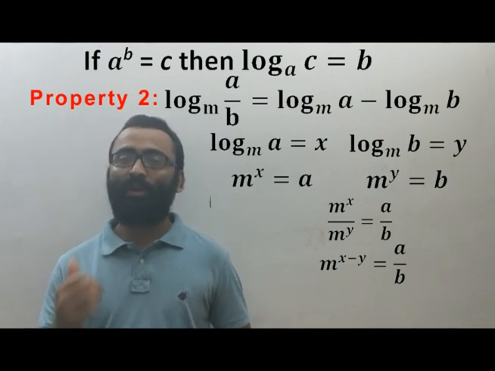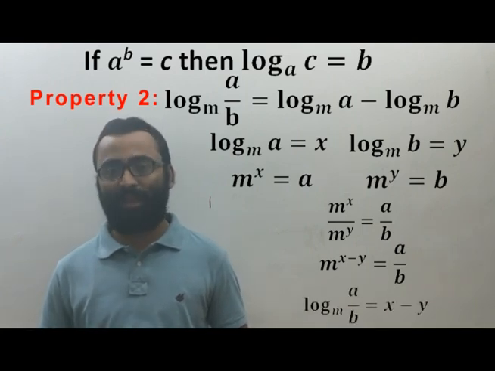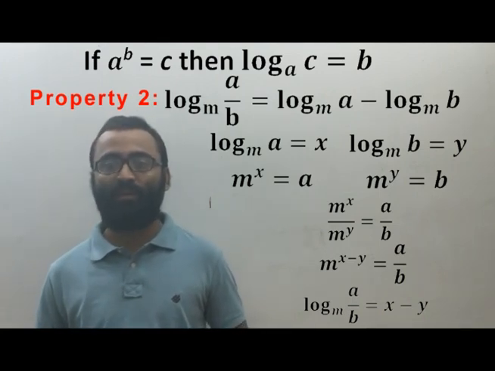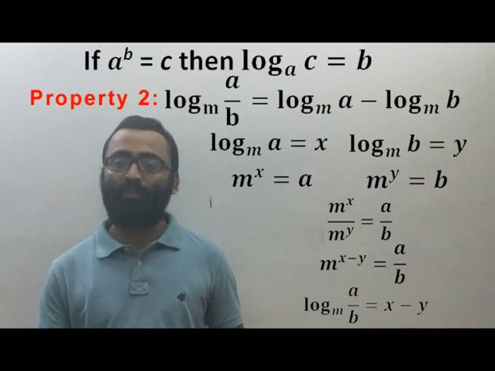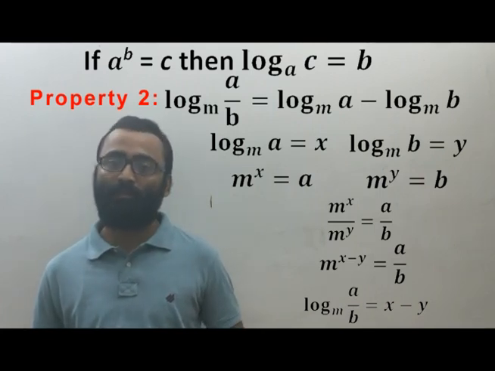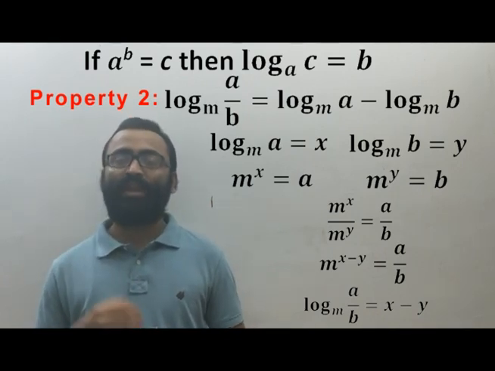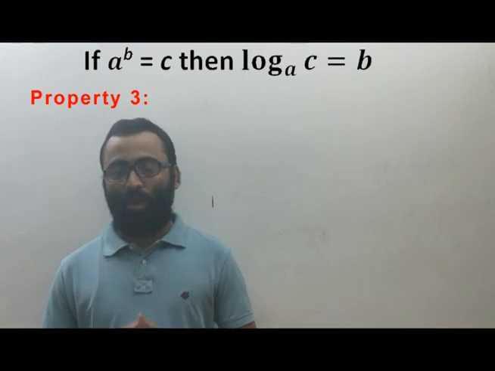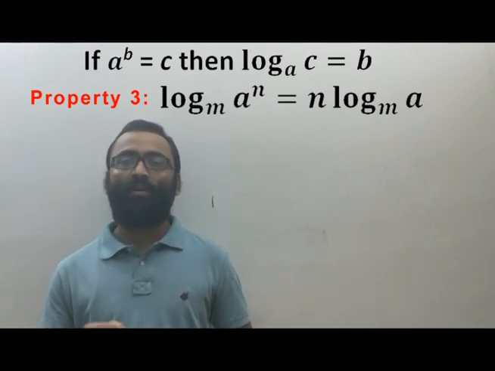Now go back to the logarithm. Log of a by b with base m is equal to x minus y, and writing the values of x and y, log of a by b with base m is equal to log of a with base m minus log of b with base m. This is the property. Now move to the next one. Third property: log of a to the power m with base m is equal to m log of a with base m.